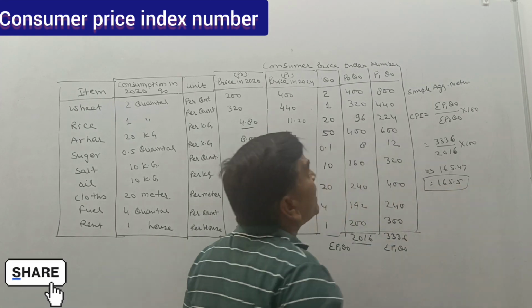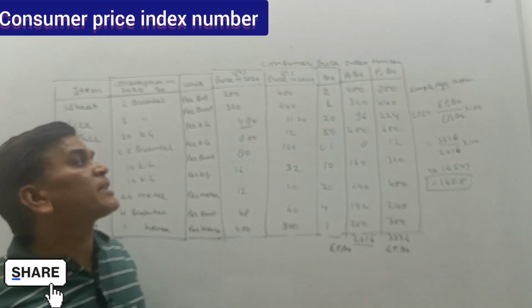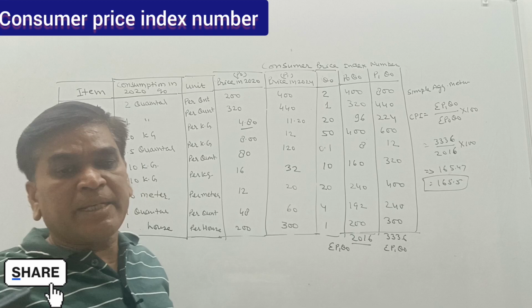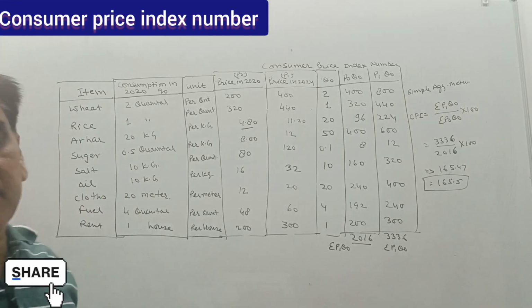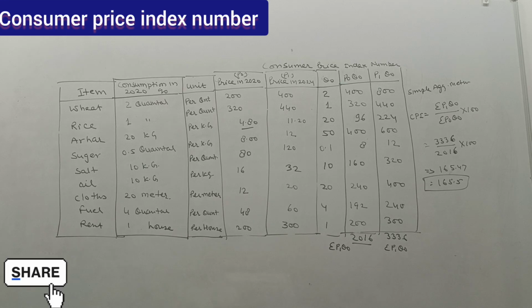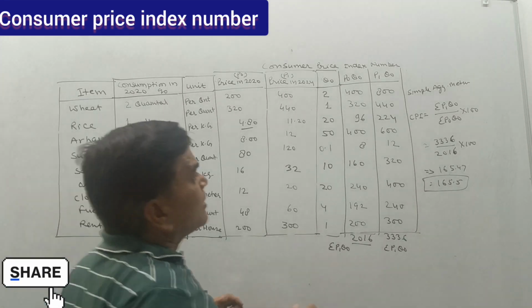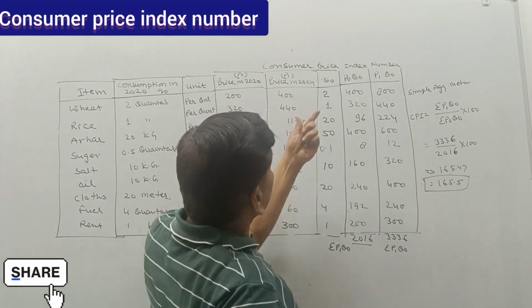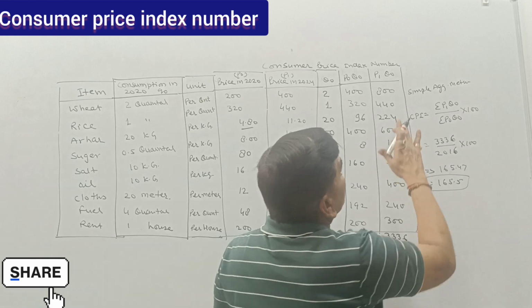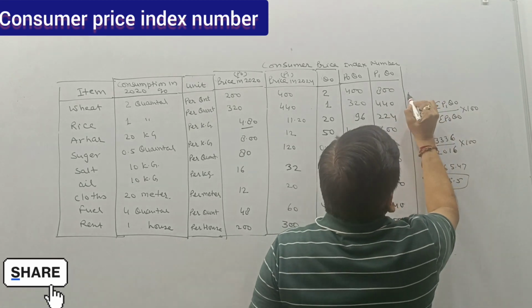Now with the help of the aggregative expenditure method, we have current year aggregate expenditure divided by base year aggregate expenditure. So this formula, this is the base year, this is the current year aggregate expenditure, this is called the aggregate expenditure method.